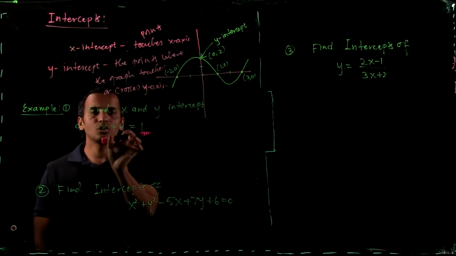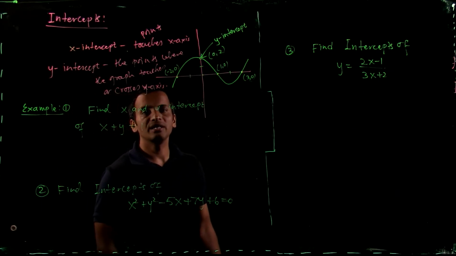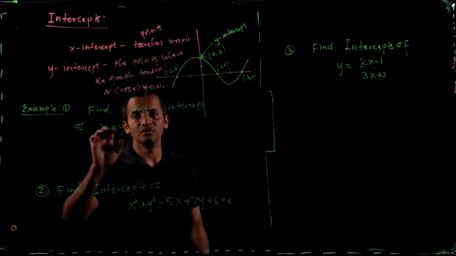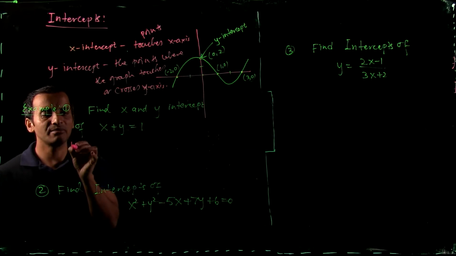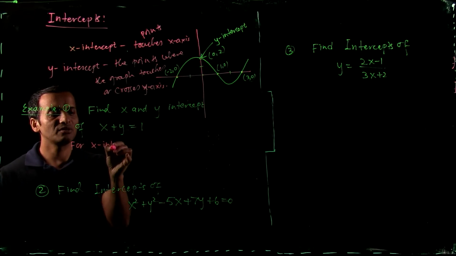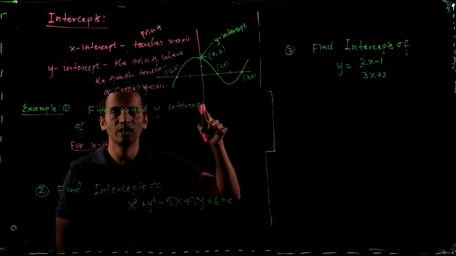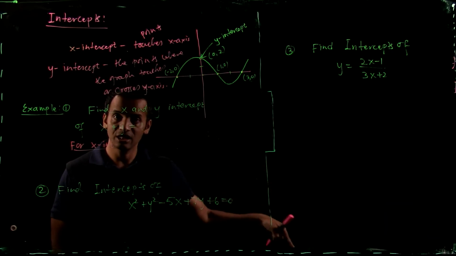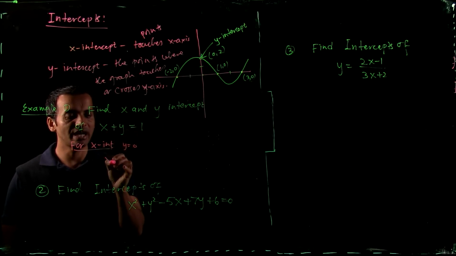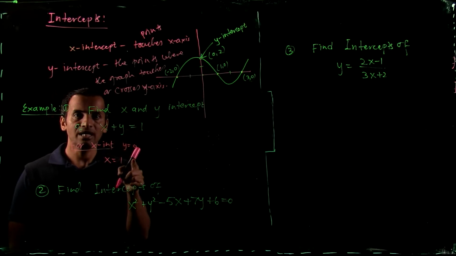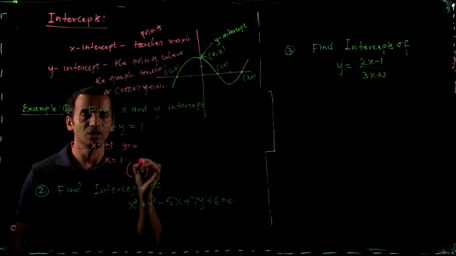All right, let's see the first example. You are asked to find the x-intercept and y-intercept of this equation. Let's find the x-intercept first. For the x-intercept, you set y equals 0, because all the x-intercepts have y equals 0. That's the rule. Plugging in y equals 0, you get x equals 1, but y is already 0. So the x-intercept is (1, 0).